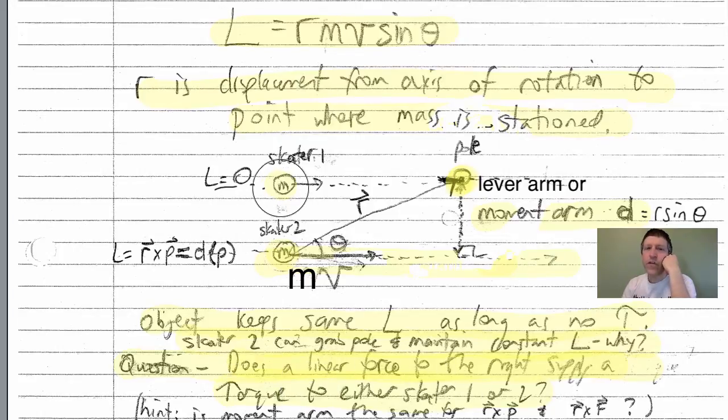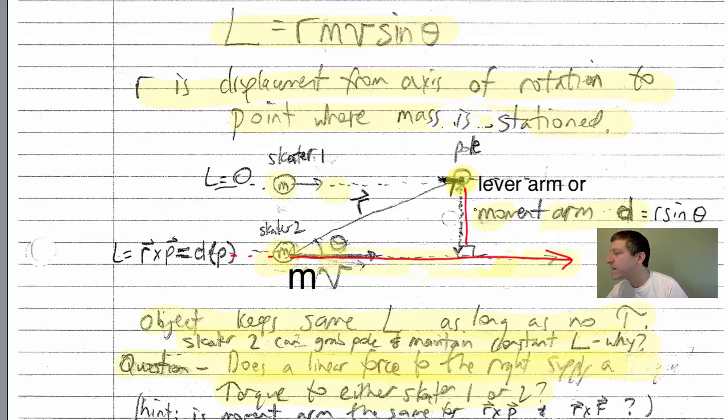So if I push this skater to the right with a force, well, what's the moment arm? If I exert a force this way, notice that my force vector, or the line of action of the force, goes right through the axis of rotation. A force this way will not add any angular momentum. Exerting a force this way, the line of action of that force is some distance d from that axis of rotation. So yes, I will exert a torque.